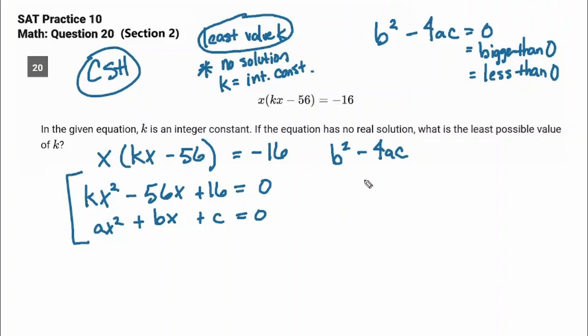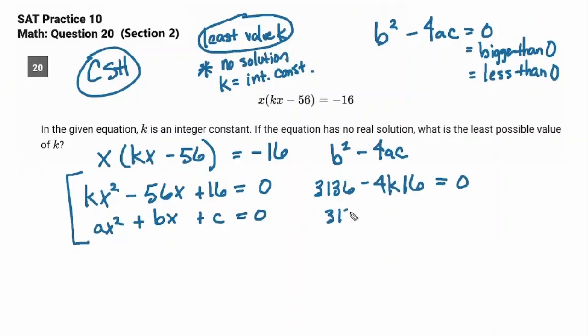You're obviously going to do it on your calculator. It's 3,136 minus 4 times a times k times c, which is 16. All right, here's some dirty math. I'm just going to make this equal to 0 and see what happens if I have one solution.